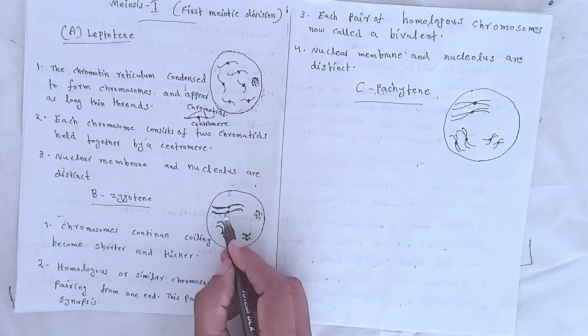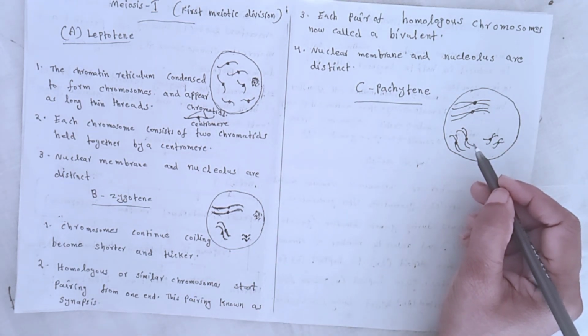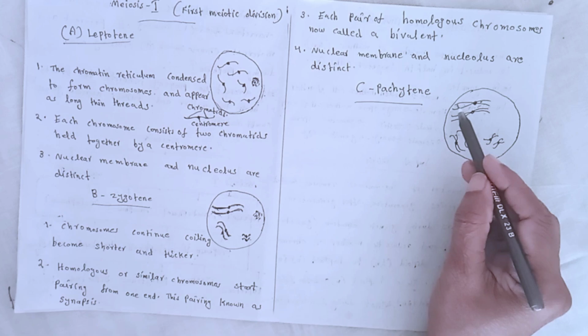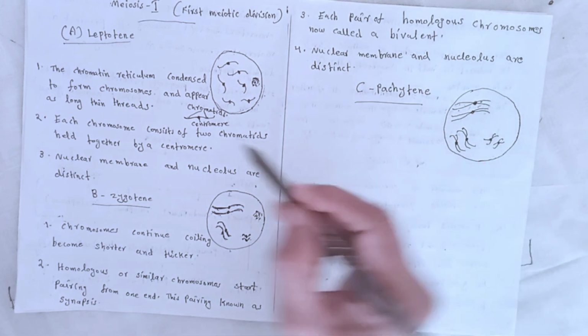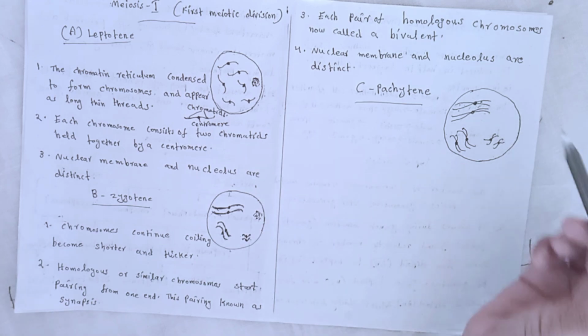The bivalents become tetravalent by pairing of bivalent, which shows 4 chromatids. So each chromosome has 4 chromatids. Here there are only 2 chromatids, but here there are 4 chromatids.